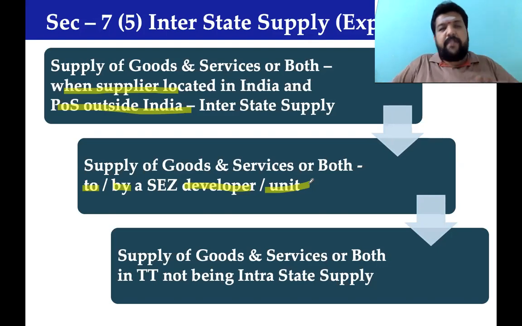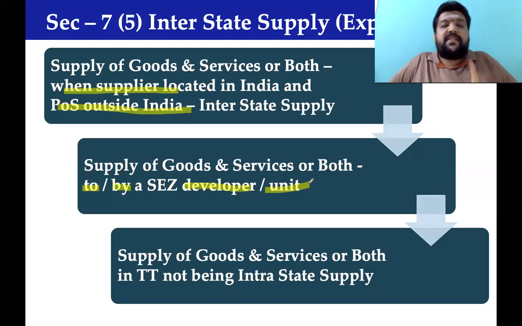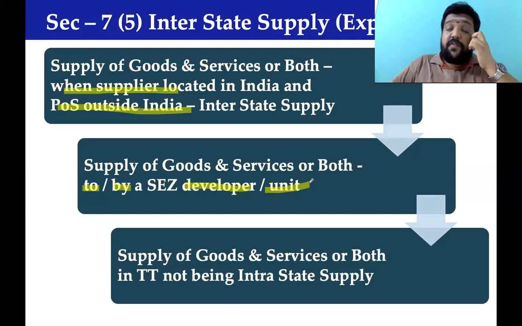So given that background, location of supplier is in India, place of supply outside India, it would be treated as interstate supply. Similarly, supply of goods to SEZ, supply of services to SEZ, it would be treated as interstate supply.